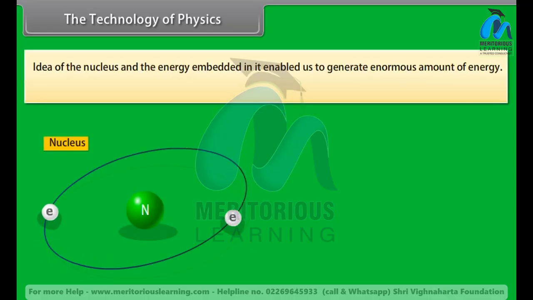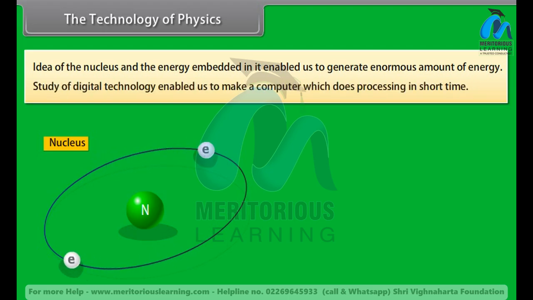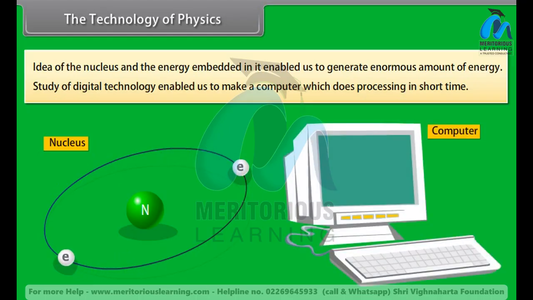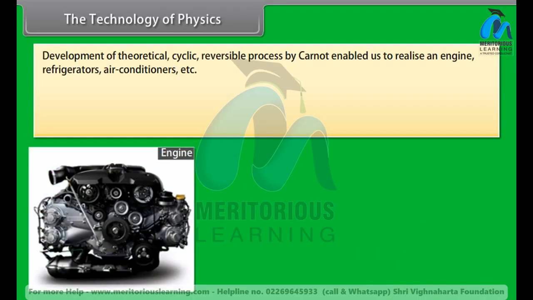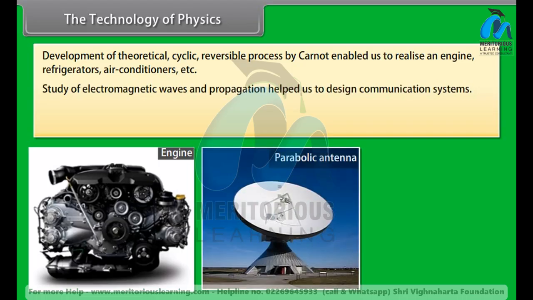The technology of physics. Idea of the nucleus and the energy embedded in it enabled us to generate enormous amount of energy. Study of digital technology enabled us to make a computer which does processing in short time. Development of the theoretical cyclic reversible process by Carnot enabled us to realize engines, refrigerators, air conditioners, etc. Study of electromagnetic waves and propagation helped us to design communication systems.